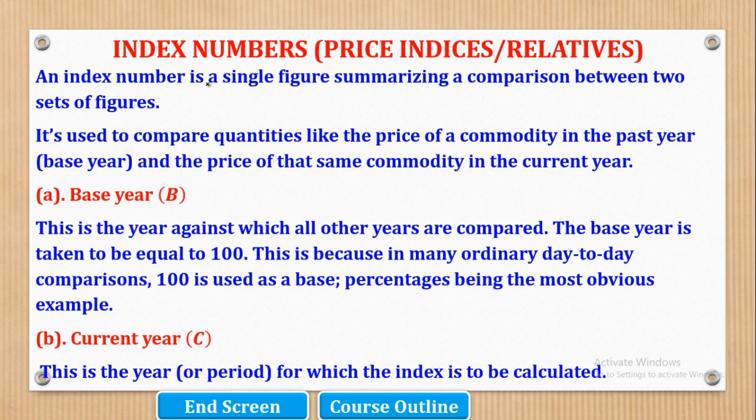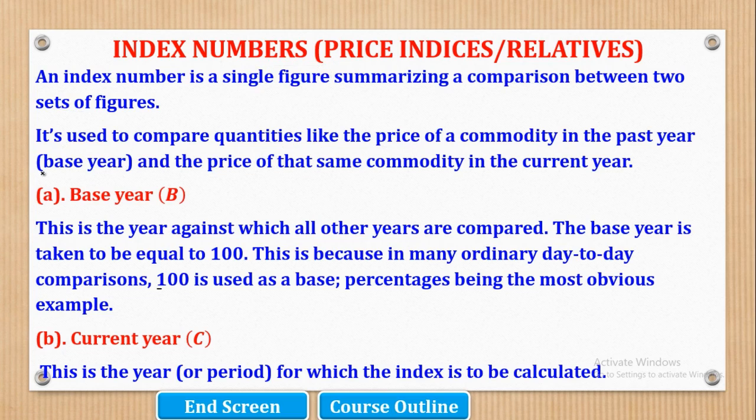An index number is a single figure summarizing a comparison between two sets of figures. Note this word, single figure. Some students confuse it and call it a percentage, which is not okay. It's used to compare quantities like the price of a commodity in the past year, which we call the base year, and the price of the same commodity in the current year.